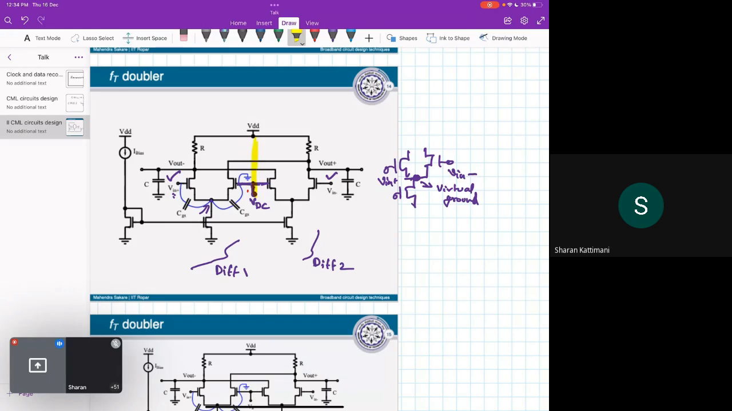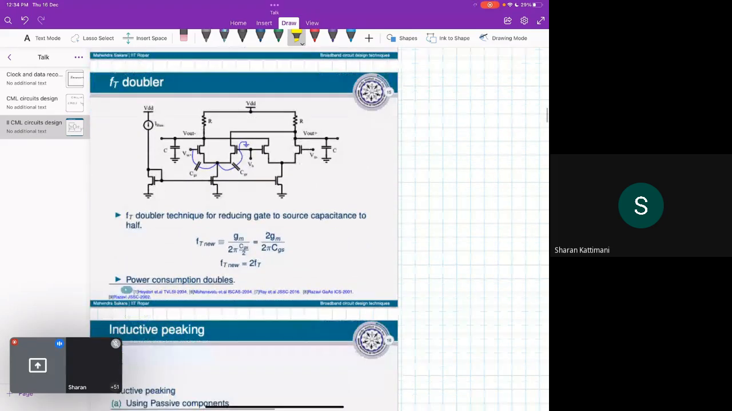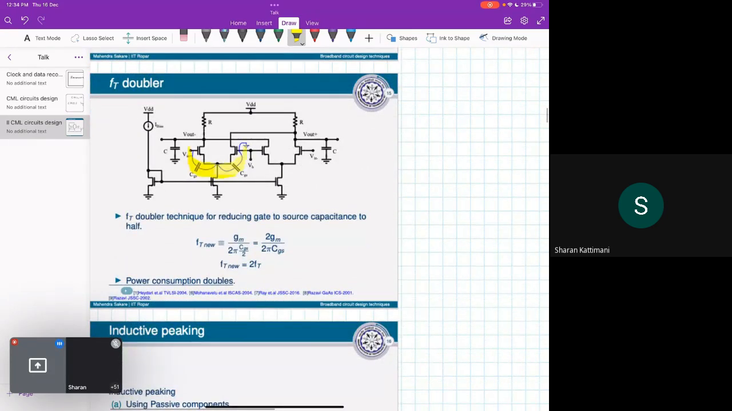If this is the virtual ground, then this node will see two CGS in series, CGS1 and CGS2. If two CGS are in series, then the overall CGS is CGS by 2. So the new FT will be GM by 2 pi times CGS by 2. In this way you can actually achieve 2 times FT, so double the speed.